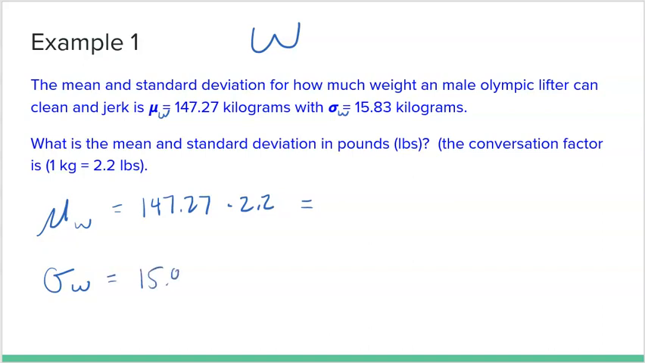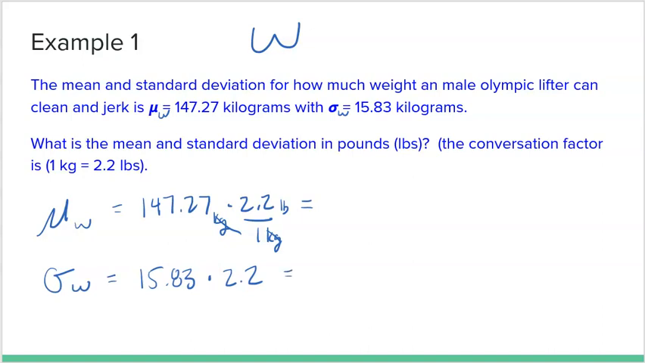So my standard deviation would be 15.83 times 2.2. Again, all I'm doing is converting here, right? I was in kilograms, but now I'm going to use the conversion factor that 1 kilogram is equal to 2.2 pounds. So by multiplying, the kilograms cancel and I get pounds. And the same thing is true for standard deviation as well.